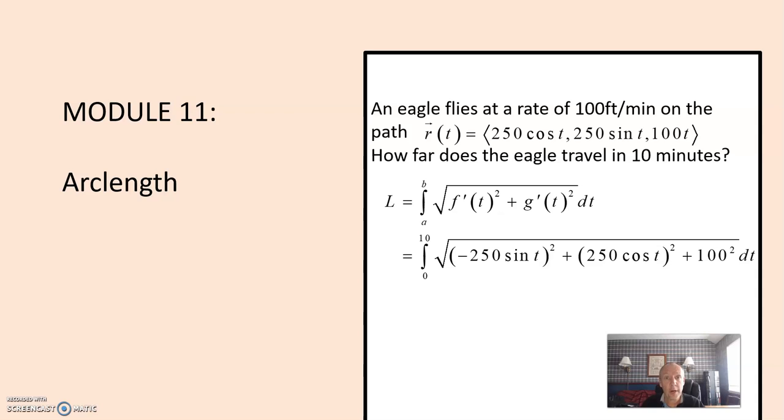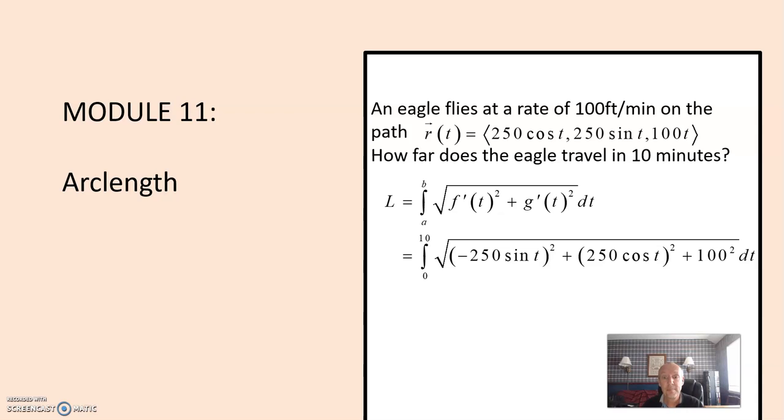So notice that we've squared that and we've taken the derivative, plus taking the derivative of the second component and squaring it, we have the quantity 250 cosine t squared. And remember, the derivative of 100t is 100, so the third component is plus 100 squared, all with respect to t.